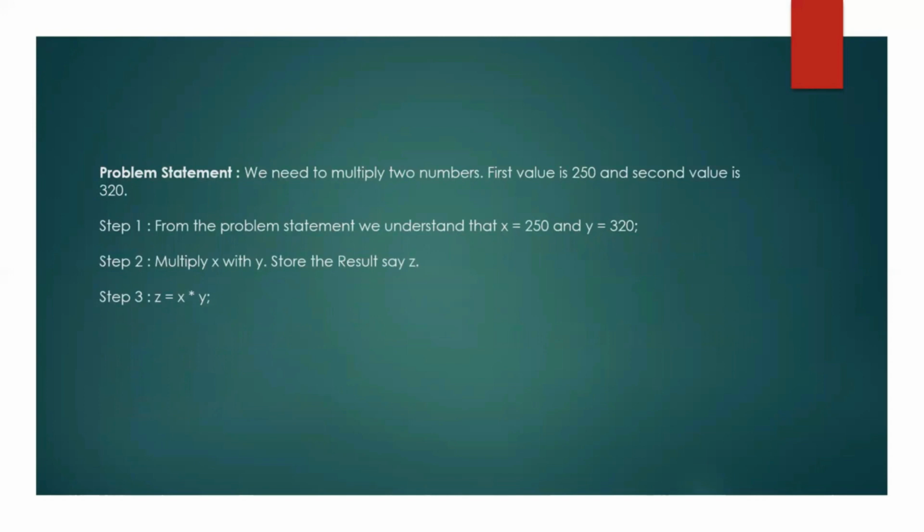Now, we have a problem statement. We need to multiply two numbers. The first value is 250 and the second value is 320. Based on the problem statement, we can derive 3 steps. Step 1, from the problem statement, we understand that x is equal to 250 and y is equal to 320. Step 2, multiply x with y and store the result, say z. Step 3, z is equal to x multiplied by y. So these are the 3 steps from the problem statement.